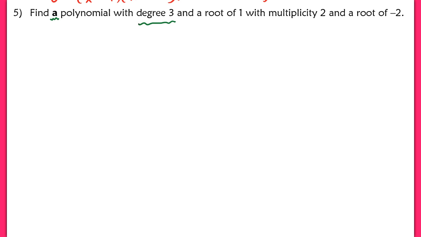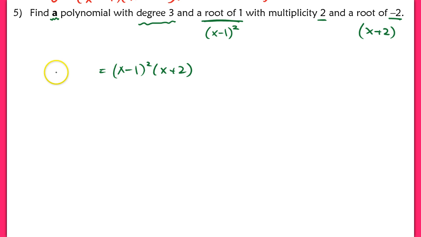That's important here. We have a root at 1, which means that a factor for this polynomial would be x minus 1. This root is supposed to have a multiplicity of 2, so we're going to put that as an x minus 1 squared term. And we also have a root at negative 2, which means that x plus 2 is another factor of this polynomial. So far I have x minus 1 squared and x plus 2 as my function, let's call it f of x. Now, this overall has a degree of 3, so this already satisfies the original condition. So we can't add any more terms here.